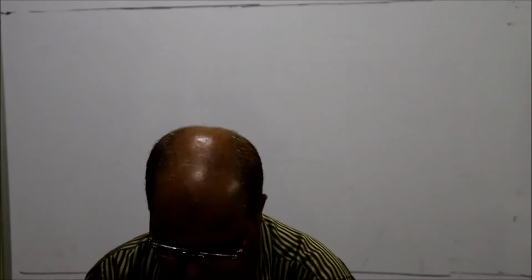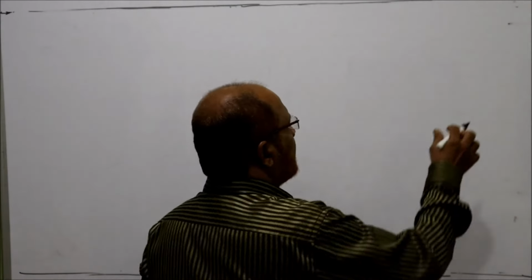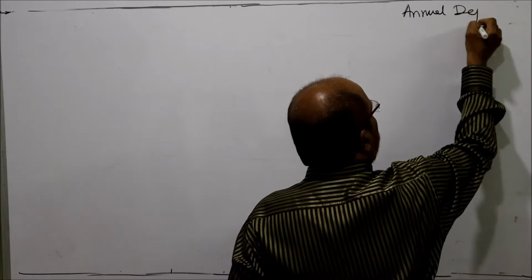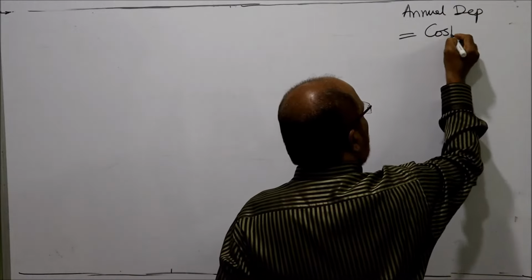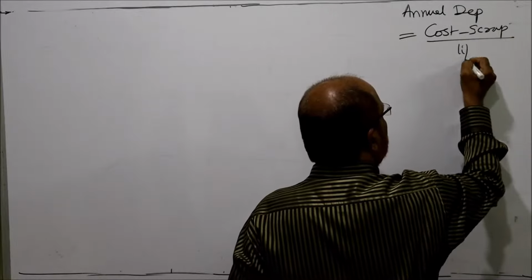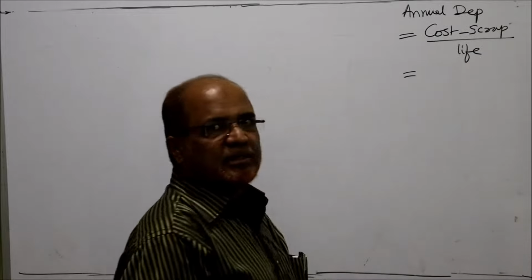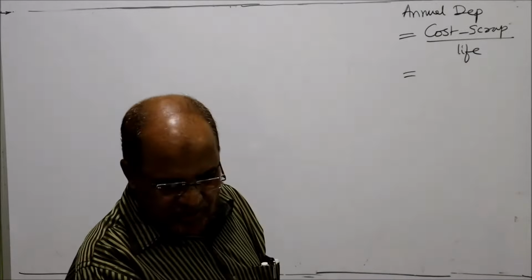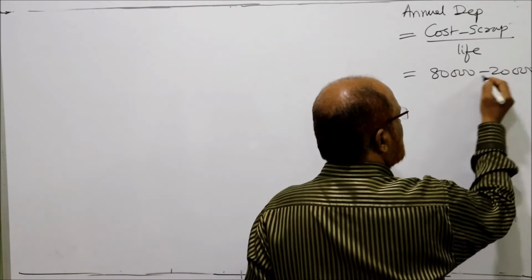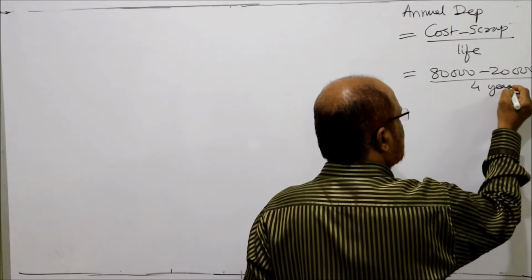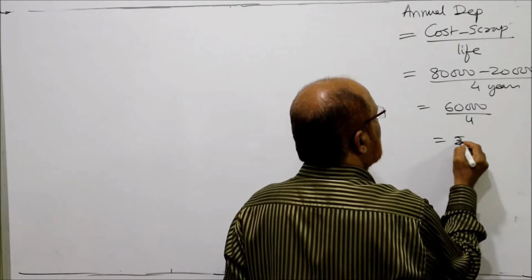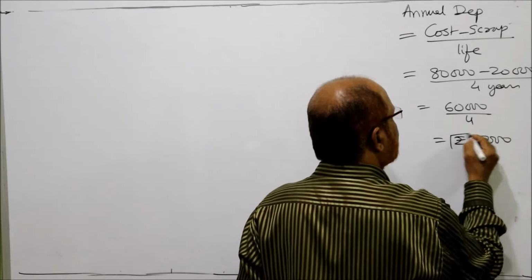Now see the problem. First we calculate annual depreciation. Annual depreciation is equal to cost minus scrap divided by life. This is the formula according to the straight line method. What is the cost of the machine here? 80,000. How much is the scrap? 20,000. What is the life of the machine? 4 years. That is equal to 60,000 divided by 4, which is rupees 15,000.